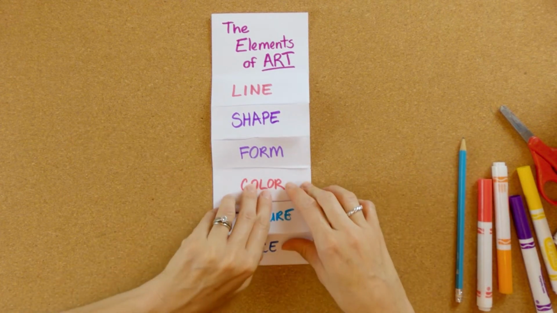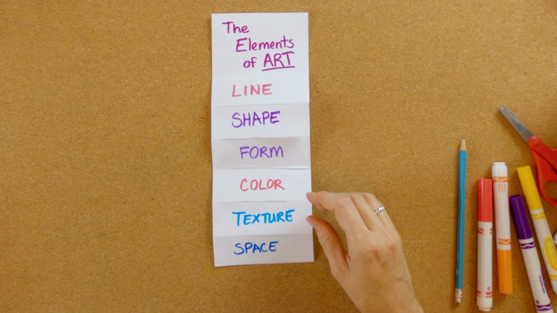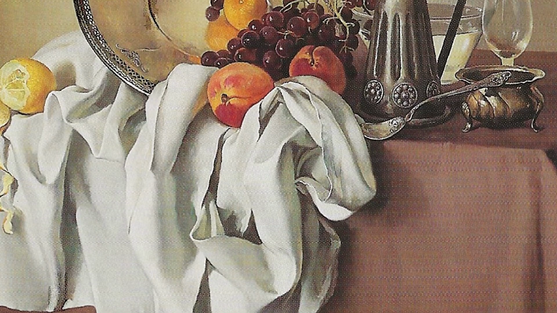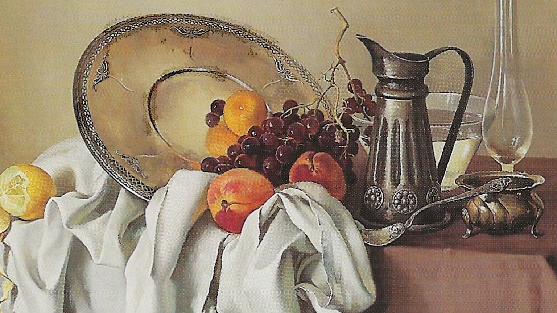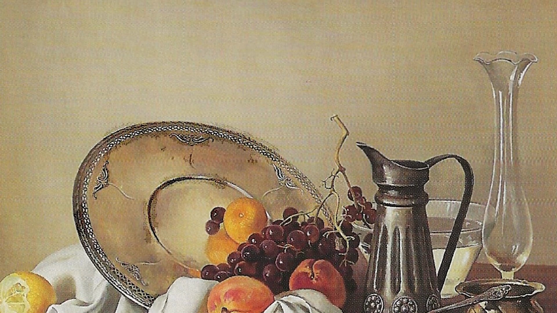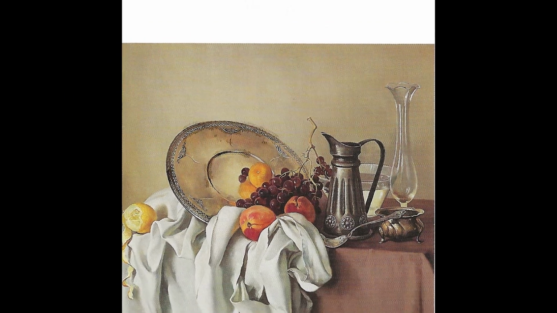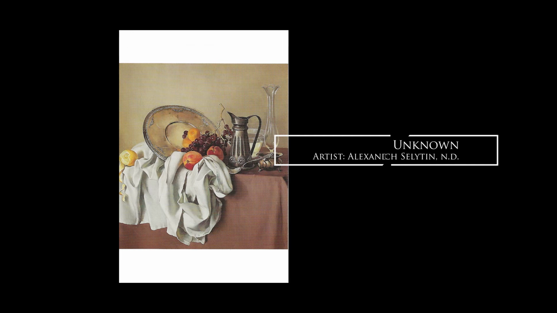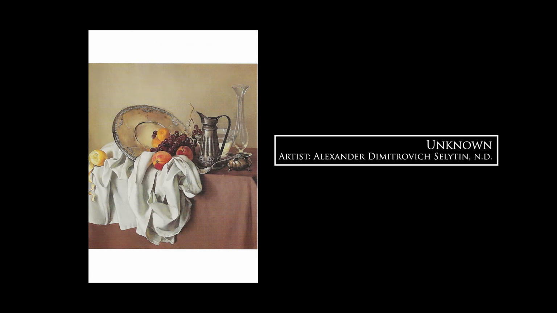Okay, next one is texture. The example I've pulled out for this one is implied texture. So this isn't something you could walk up and touch. This is an actual painting, but the artist gave you clues on how things would feel if you could actually pick them up. So we can tell just by the way he painted this, the texture on this, that it's glass. We can tell right here that this platter is smooth and probably metal. We can tell that that's a lemon and that it's peeled, and you can see the texture on the skin.